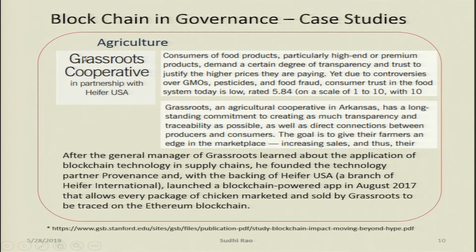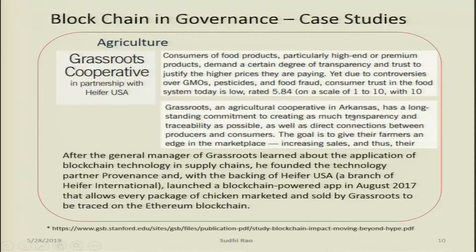Grassroots is an agricultural cooperative in Arkansas. It is a group of farmers who have pooled together to produce and jointly market their products. Grassroots has a long standing commitment to creating as much transparency and traceability as possible. This group of farmers is committed to proving to their customers that you can always trust us, because we have provided this proof, traceability.